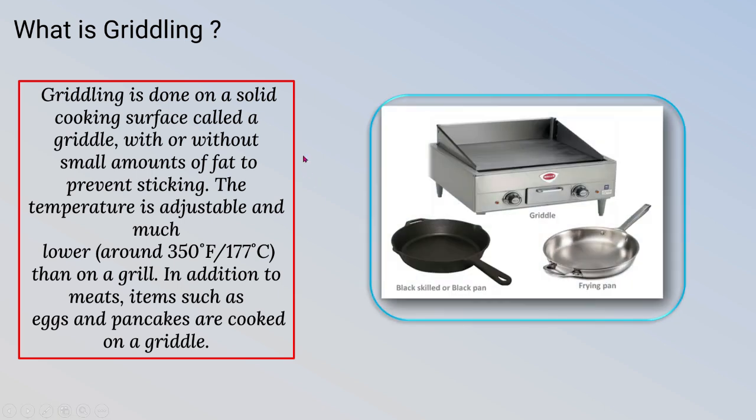You can see the griddle, the flat surface which is electrically operated. We have the temperature control knob. We can control it, and these two kinds of pans are also here. We can use them for griddle purposes. In both cases, you can see that the heat is coming from the bottom. In case of broiling, the heat is coming from the top. So there is a clear difference between broiling and griddling. Clear?